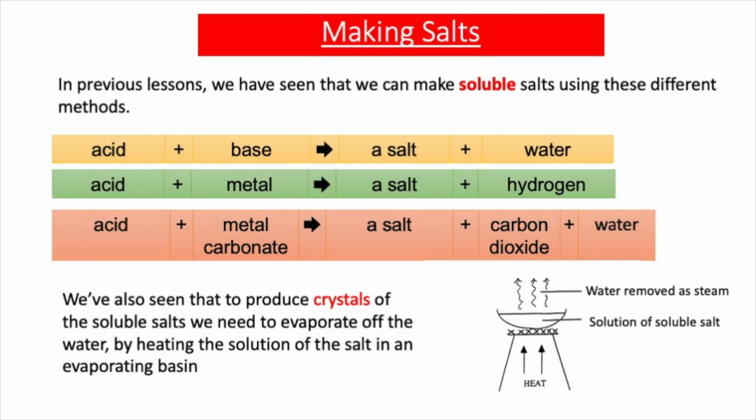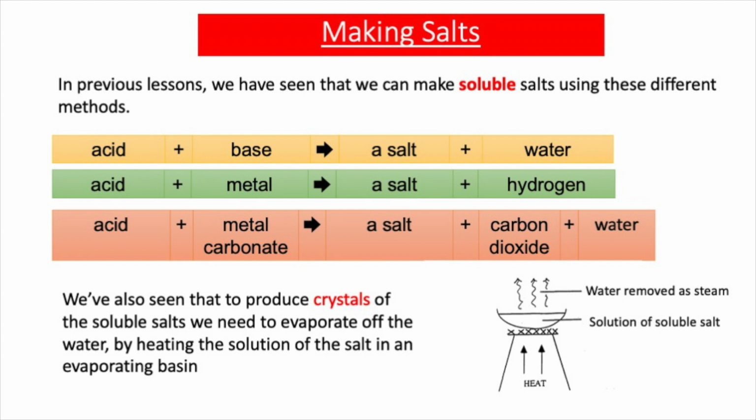In our previous video lessons, we've seen that we can make soluble salts by a variety of different methods. For example, we can react an acid and a base together, either an insoluble base or a soluble base called an alkali. And when we react these together, we form a salt and water. We've also seen that we can react acids and metals together and form salts and hydrogen, providing that the metal is more reactive than hydrogen and therefore can displace hydrogen from the acid. Now we've also seen that acids react with metal carbonates to form a salt, carbon dioxide and water.